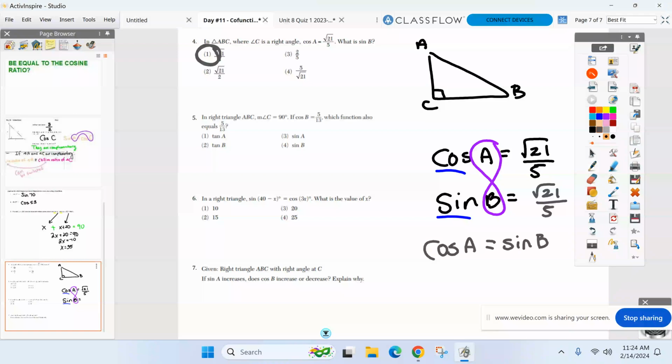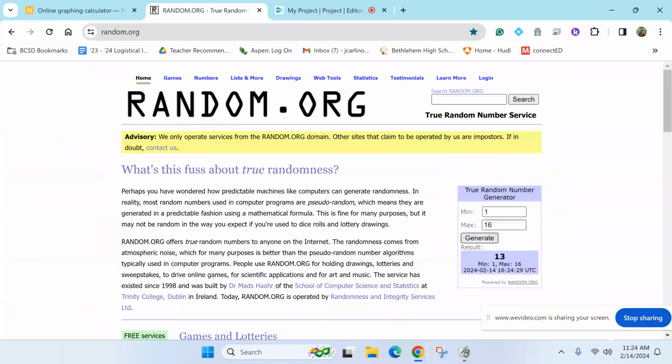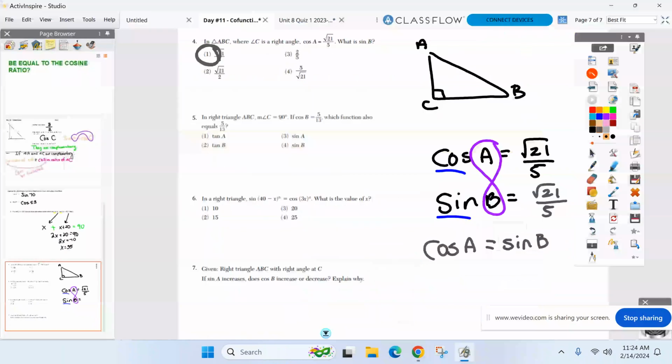Same diagram as number 4. So cosine B is equal to 5/13. What else has a ratio of 5/13? All right, what thoughts here? Kissinger, what do you have? Sine A. Sine A, good. Because A and B add to 90, the ratios are equal. The sine and cosine ratios are equal. All right, do we really understand it? Let's look at 6 now.